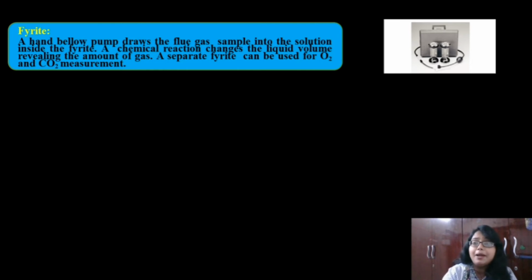It has a bellows pump. You find a bellows pump over here. It draws the flue gas sample into the solution inside this Fyrite, and you see there is a scale over here. Although this picture is very small and you are not able to see the scale, there is a certain rise in the volume of the gases and the reagent that you have given into this tube. So this is how you find out the level of oxygen and carbon dioxide and measure it. Okay, this is a Fyrite.